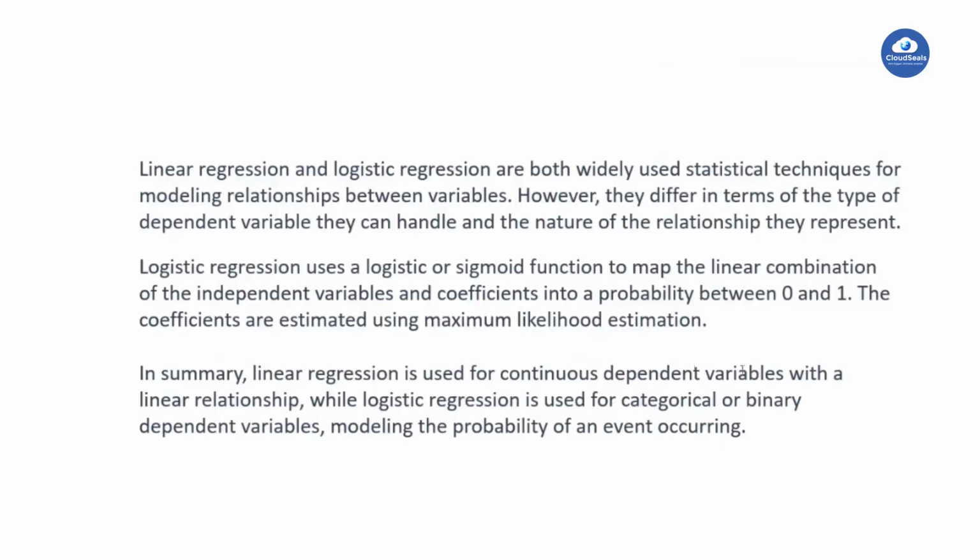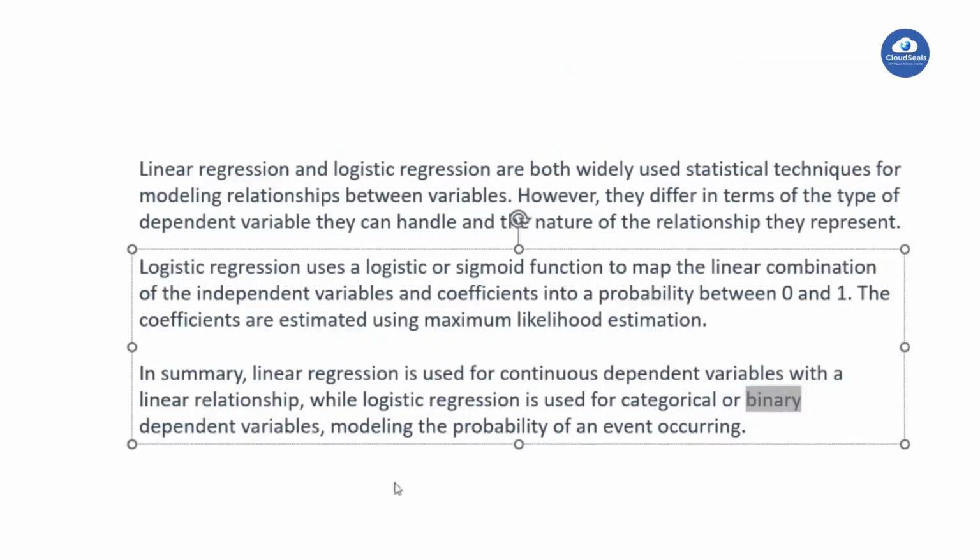So if there are only two categories, we call it the binary dependent variable. Whether it is spam or not spam, it comes under the binary dependent variable. Whether it is maths, science, or English, if we have two or more categories, then we call it the categorical dependent variable. For a categorical or binary dependent variable, we use logistic regression. Yes, we have categorical data, so logistic regression is best to use for categorical data.